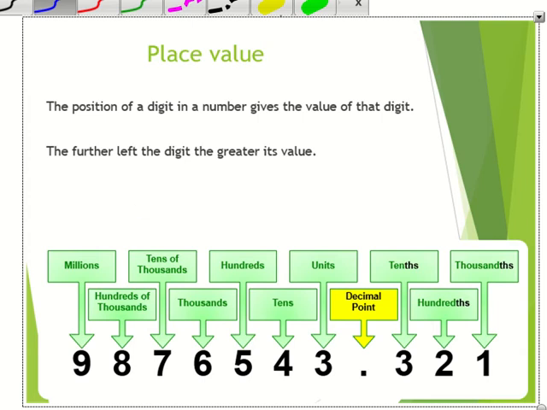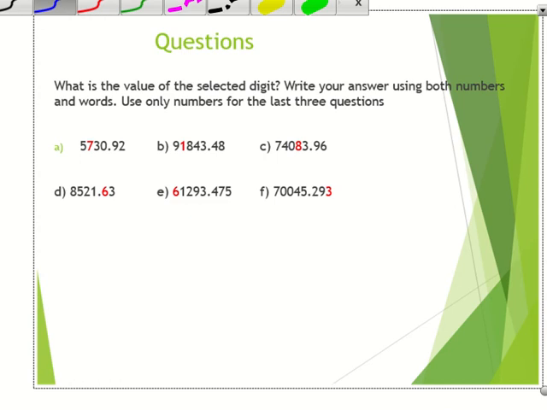So just some practice on that. I would like you now to look at these numbers, and I would like you to tell me the place value of that digit that is highlighted in red. So like before, think about what column that digit would be in.